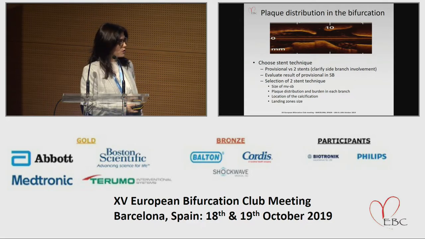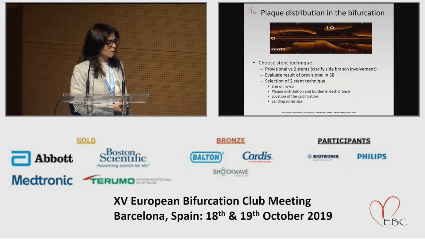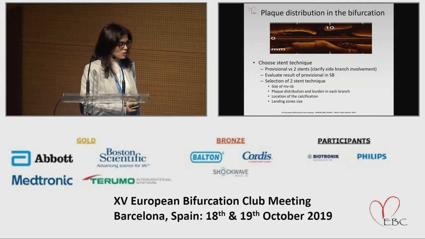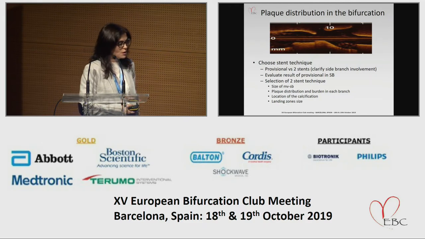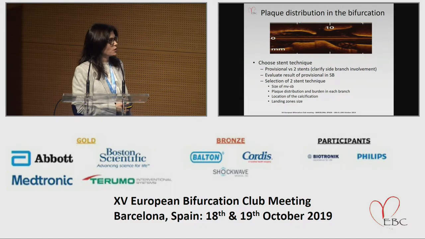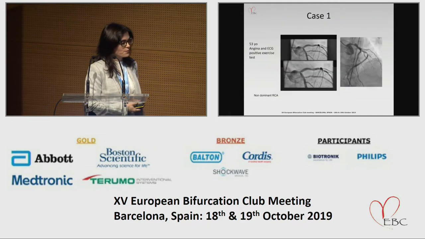And finally, if we're going to use a two-stent technique, imaging is also useful to select which one, depending on the size of the main branch and side branch, the plaque distribution and burden in each branch, also location of the calcification, which is a very, very relevant point, I think, to decide about the technique, and also the landing zone's size. And I'm going to try to show you this with a few examples.